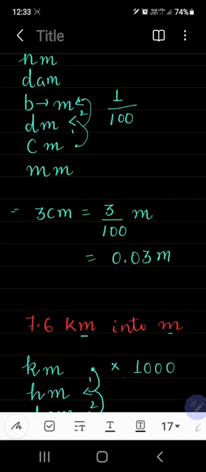So I hope this is clear. I will be giving you some questions so as to check whether you are able to understand this concept or not.